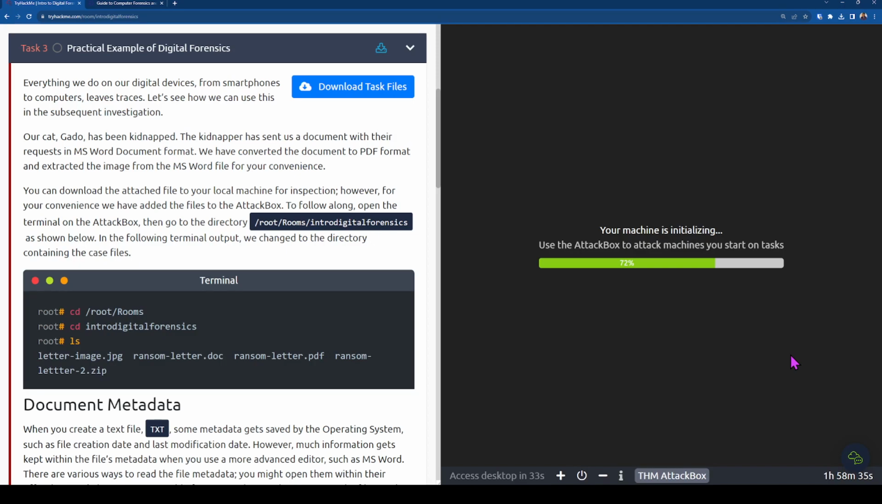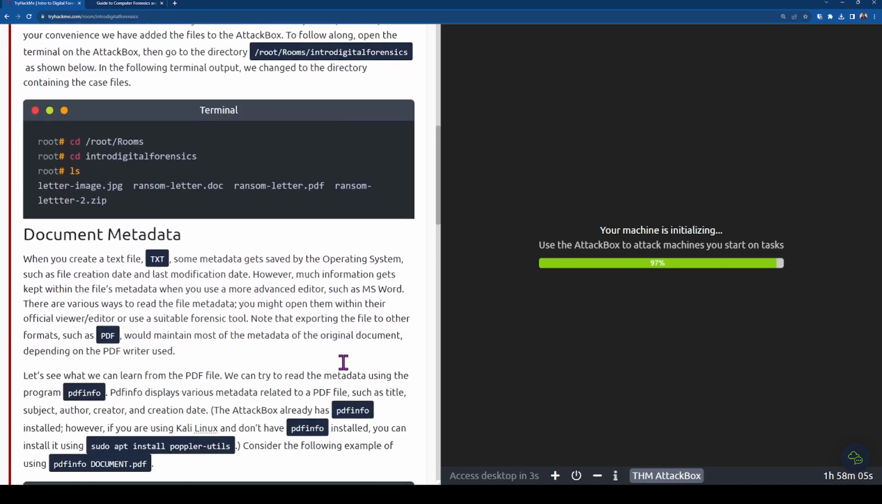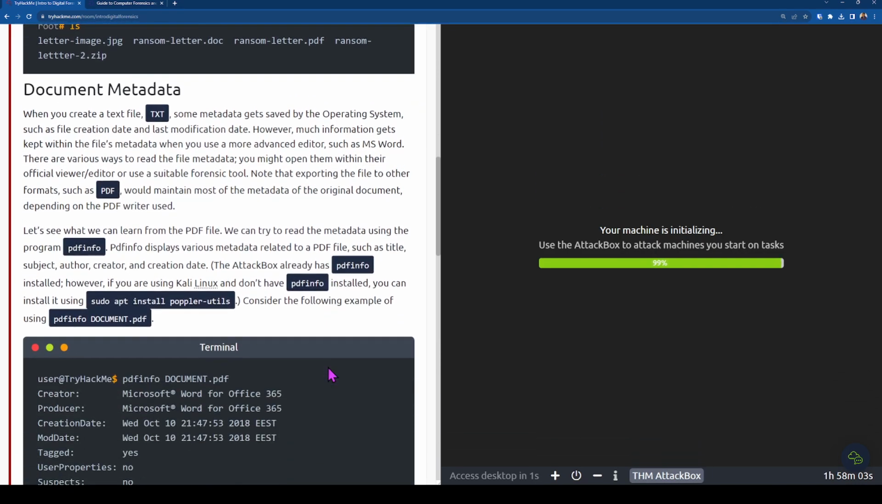As shown below, in the following terminal output, we change to the directory containing the case files. So we're just going to use the CLI to navigate, or terminal to navigate to where our files are. This would be no different than if you were in Windows or on a Linux system that has a GUI, which this one does, and you just follow through. We'll give that a couple more seconds to start up.